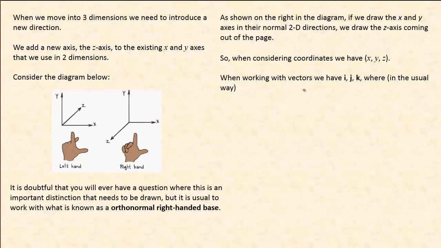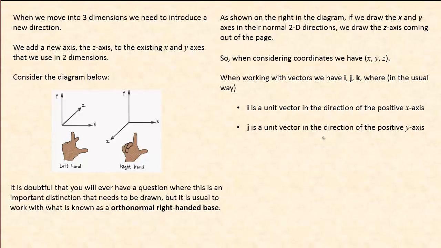When working with vectors, we have i and j as we did with 2D, and then we add the vector k, which is a unit vector in the z direction, the positive z direction. So i is a unit vector in the direction of the positive x-axis, j is a unit vector in the direction of the positive y-axis in the usual way, and now we have k, which is a unit vector in the direction of the positive z-axis.